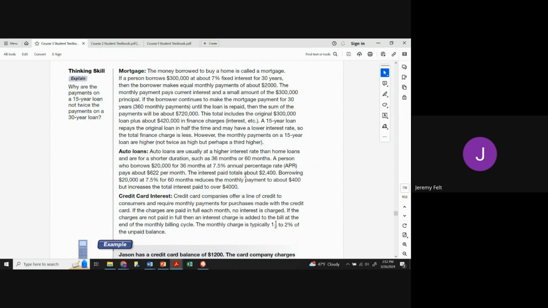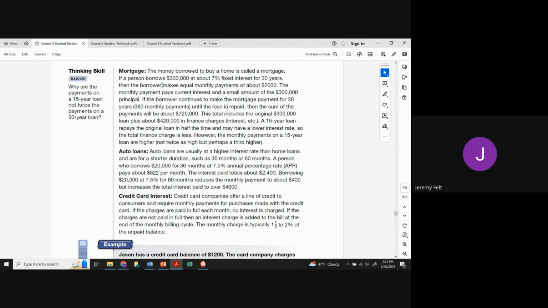So looking at some different examples, the money borrowed to buy a home is called a mortgage. Again, it could be over 10 years, 15, 30 years, it just depends on the type of loan. If a person borrows $300,000 at 7% fixed interest rate, fixed just means that it's not going to change year to year. There is a variable interest rate where if rates go up or down, those types of loans will kind of mirror that increase or decrease. But fixed means you get locked in at that for whatever the term may be, in this case for 30 years.